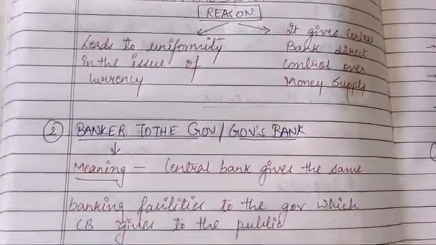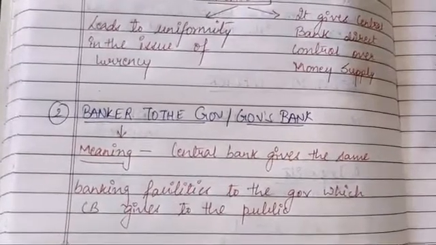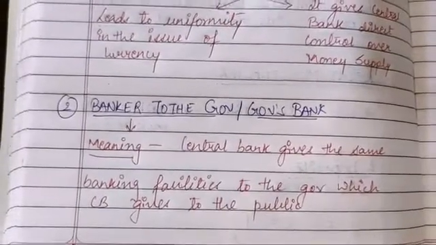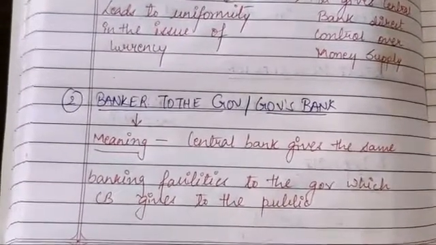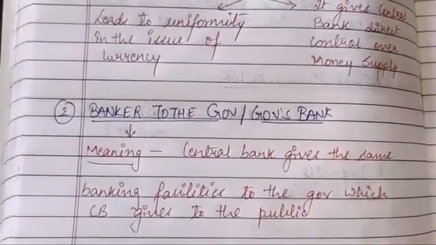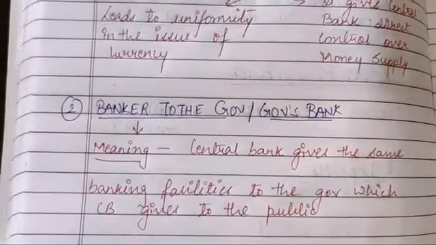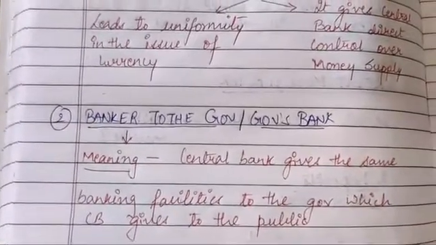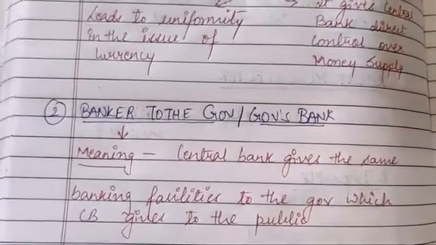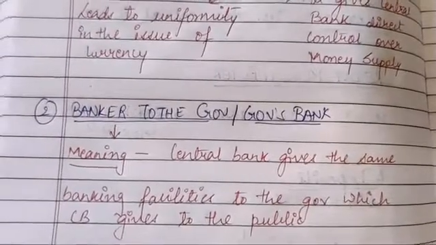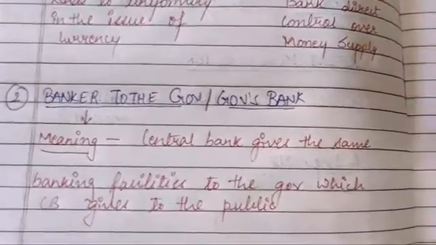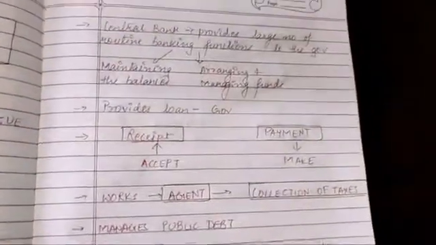Now, when I talk about banker to the government or government's bank, there are many roles related to it. First, what do you mean by banker to the government? Meaning, central bank gives the same banking facilities to the government which commercial banks give to the public. Like certain facilities which are provided by commercial banks to the public, similar facilities are provided by central bank to the government. Now, how it helps, I will help you out.